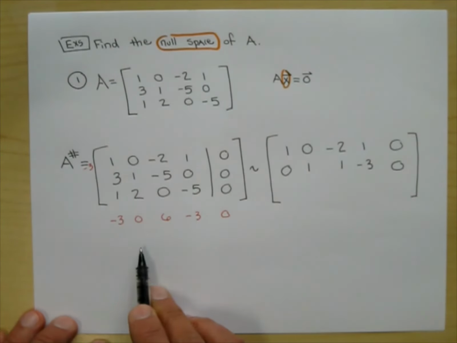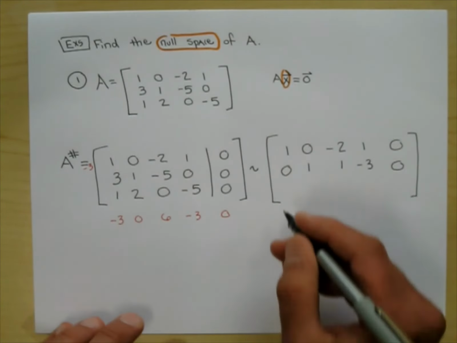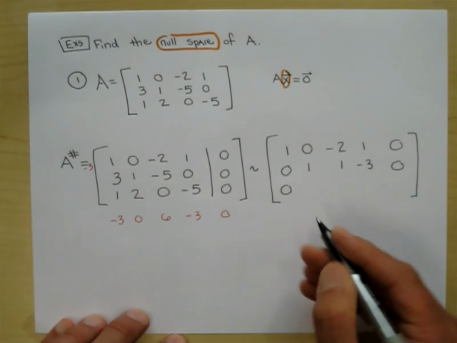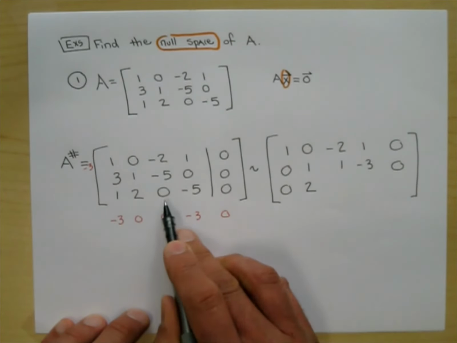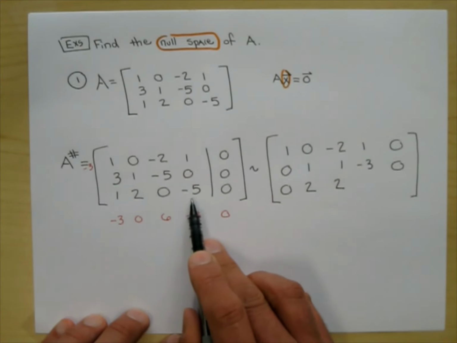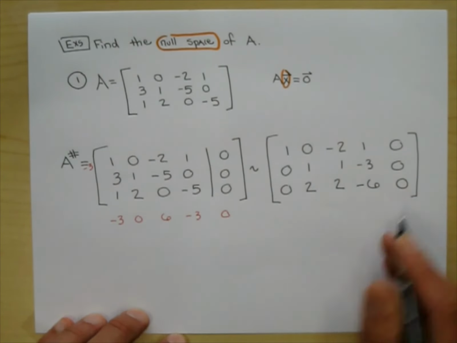The third row, what I'm going to do is row 3 minus row 1 gives me the new row 3. So 1 minus 1 is 0. 2 minus 0 is 2. 0 minus a 2 is a -2. -5 minus 1 is -6. And then we have 0.